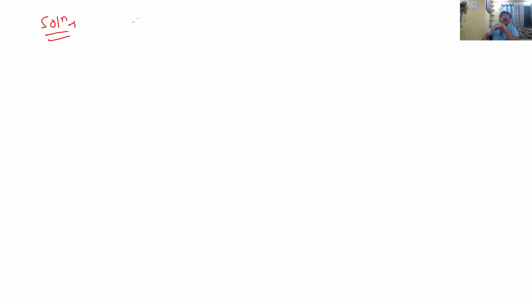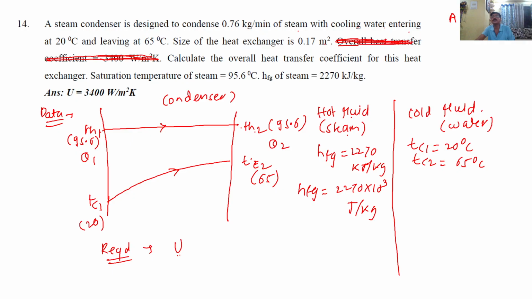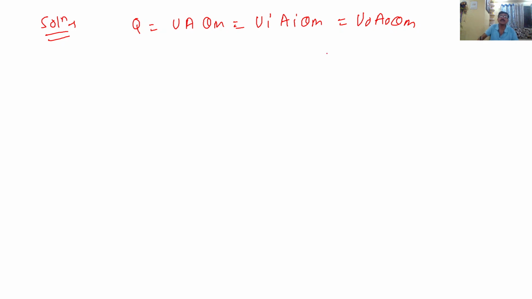Q is equal to U A theta M, or UI AI theta M, or U0 A0 theta M. So three options are available to you. Which one should we use? Let's check whether the tube dimensions are given or not. In this problem they are not given. So the other two options are automatically cancelled. Only this option comes into the picture.